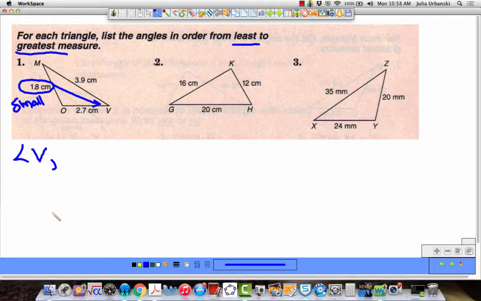What's the biggest angle? Find the biggest side and go across from it. Angle O. This one's the biggest one. So leave some space and we'll say angle O, and then what's the middle one? Easy. Okay. Least to greatest. So do number 2 and 3.